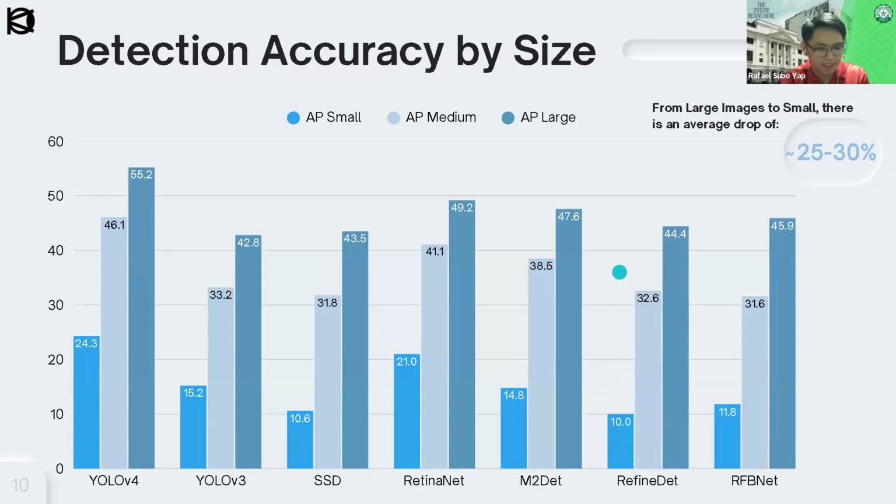So these performance gaps are not minor. They're telling us that our current models fundamentally struggle when object scale decreases. As we see here, from large images to small, there is an average drop of 25 to 30%. So this is why small object detection needs its own tailored strategies compared to just normal object detection.